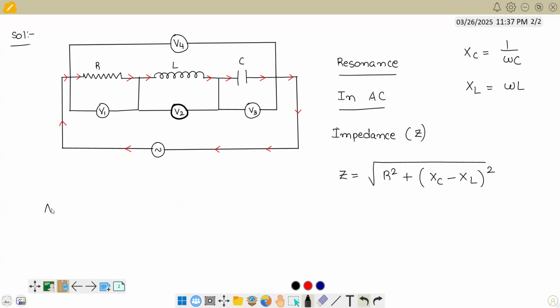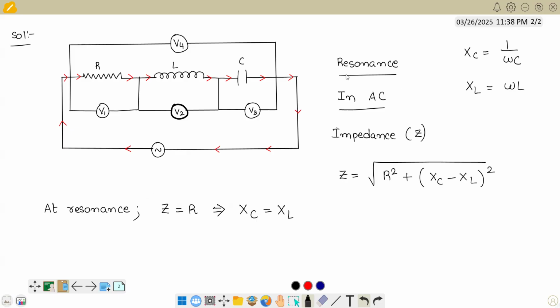Now at resonance, this Z must be equal to R. So if Z equals R, when can this expression become Z equals R? It indirectly implies that XC and XL are cancelling each other. If XC and XL cancel each other, then Z would be equal to R. There is another advantage when Z equals R: the current in the circuit would be maximum. So remember this, at resonance, XC would exactly balance XL, we get Z equals R, and the current in the circuit would be maximum.